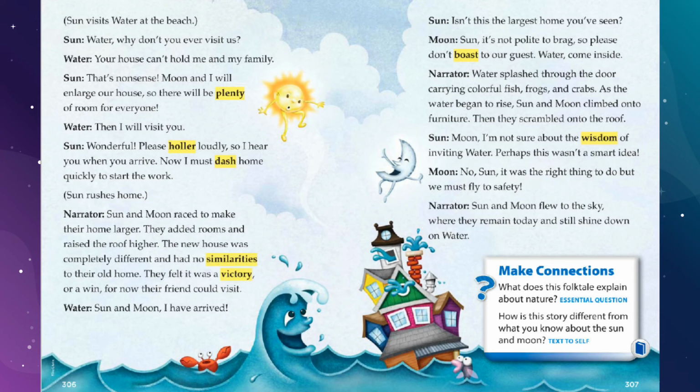So this is the story of how, it's a folktale about how the sun and the moon went up to the sky. They invited Water over to their house, and then they couldn't stay there anymore, so they had to fly up all the way to the sky, and they're still there. Okay, so see the dialogue, how I go from one character to the other. The character's name is written there, and then they talk. So that's why it's drama, okay? It's a play.